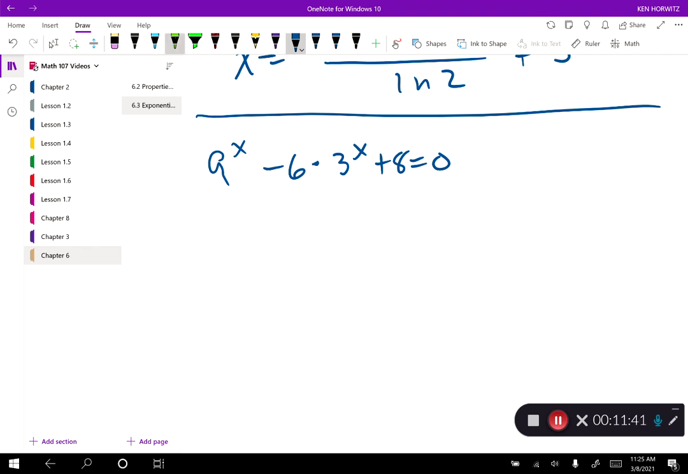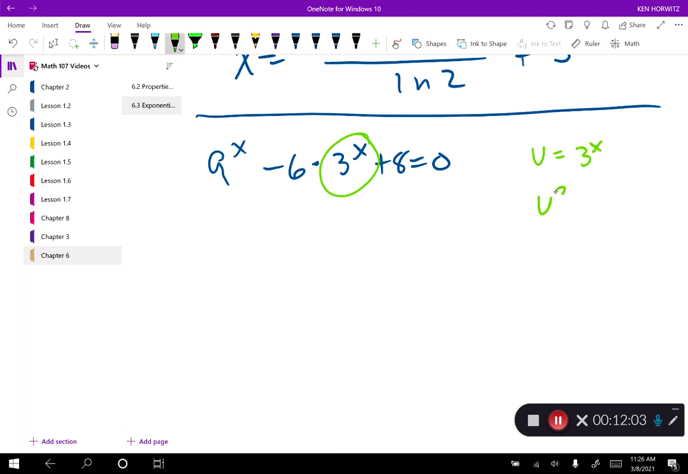So I'm going to do something slightly different. I'm going to use a substitution in order to make my life easier rather than try to figure everything out with exponential expressions in it. So I'm going to take the second one. I'm going to go u equals 3 to the x.